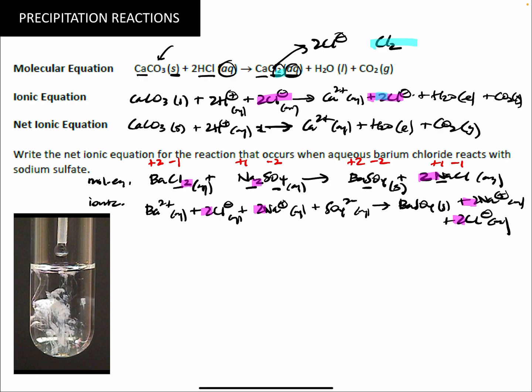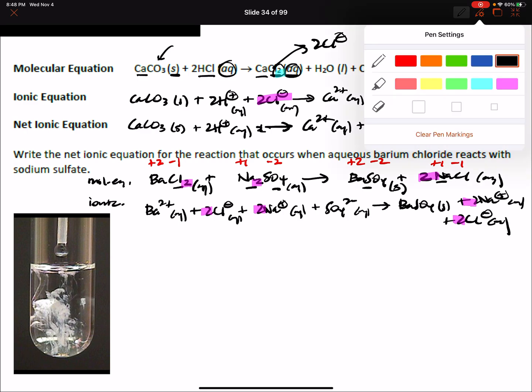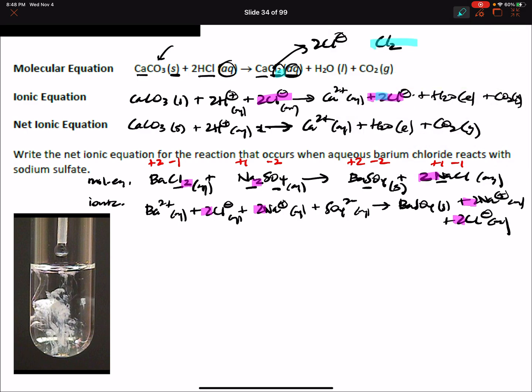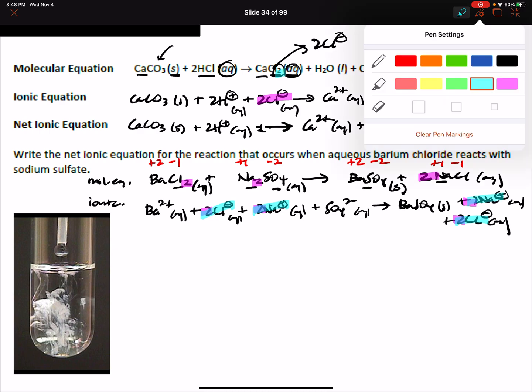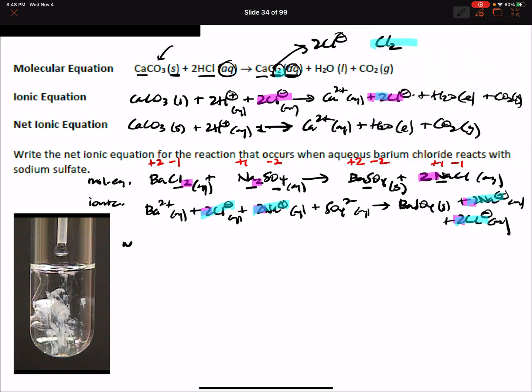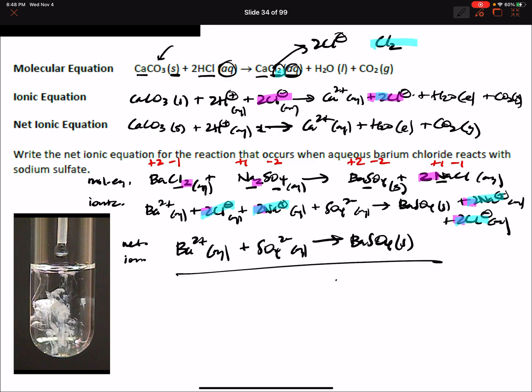All right. Do we have any spectator ions? I think we do. Chloride is a spectator. Sodium is a spectator. There we go. So the net ionic equation is barium 2 plus sulfate gives me barium sulfate. Nice work by us.